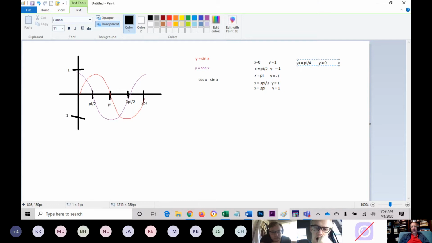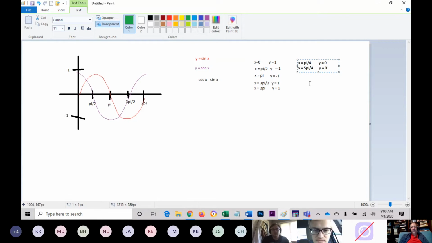Okay. We also know that that's going to happen again at this point. What is this point here? 7 pi over 12 or 9 pi over 4? Well, it's going to be some multiple of pi fourths, right? Oh, 5 pi fourths. So x is going to be 5 pi fourths, so y is also going to equal 0 again. Okay. Maybe I'll do this in green.